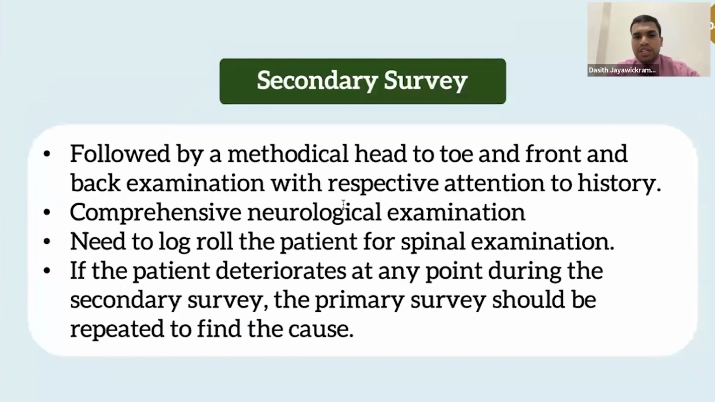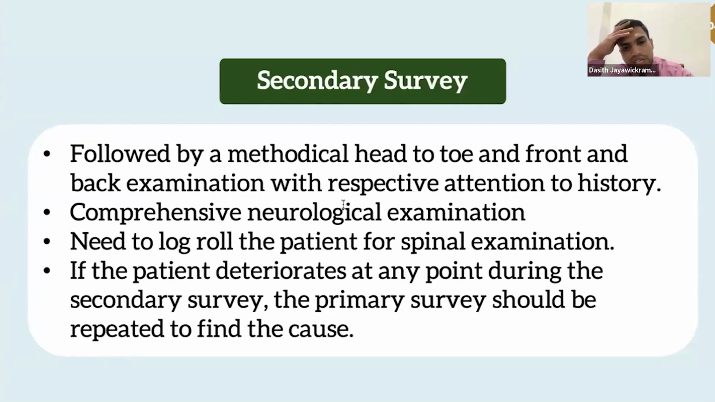So in the secondary survey, what we do is a methodical head-to-toe examination and front-to-back examination with respective attention to the history. With the given history, we pay more attention to the areas that tally with the history. We need to do a comprehensive neurological examination. Need to log roll the patient for spinal examination and check for spinal tenderness.